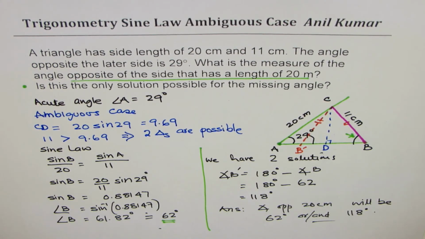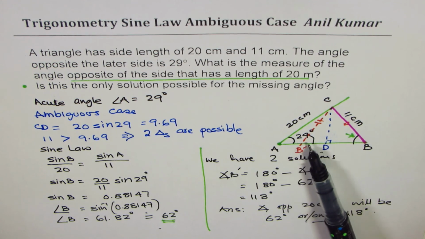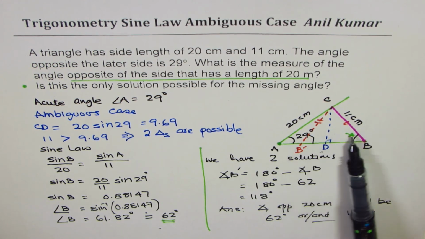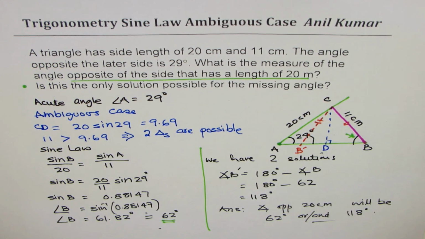So I hope it's very clear how to check for ambiguous cases. And if there are two solutions, then the other triangle can be easily solved by finding the angle as 180 minus that angle, correct? So that is how it should be done.